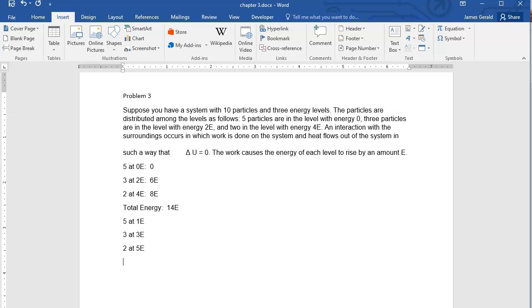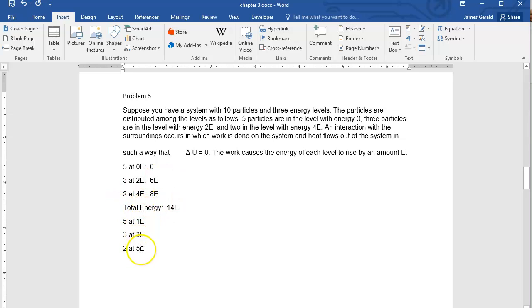But then heat flows out of the system so that the total energy change throughout this process is 0. That means we've got to flow heat out of this in such a way that we get back to there being a total of 14E. We start out with 14E.